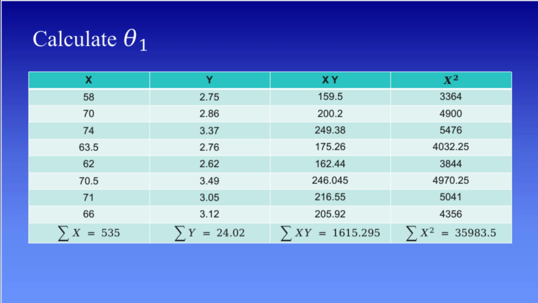For that purpose, we expand the dataset table and calculate for each entry in the dataset the values of x multiplied by y and x square. Once that is done, we calculate the values of summation of x by adding up all the entries of column x. Similarly, we calculate the values of summation of y, summation of xy and summation of x square by adding up all the entries of column y, column xy and column x square, respectively.